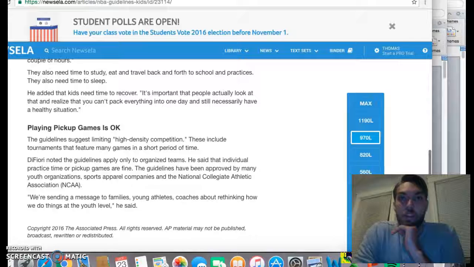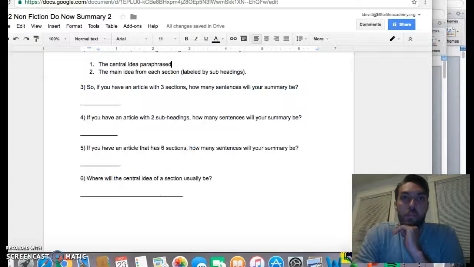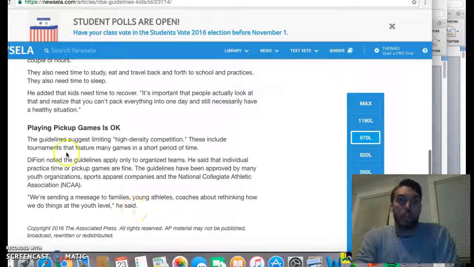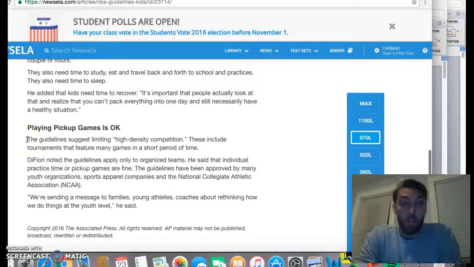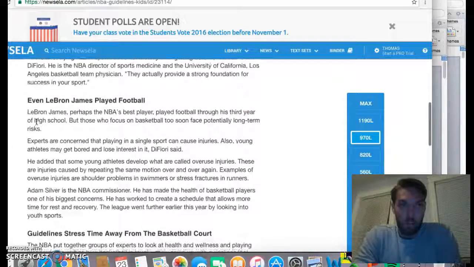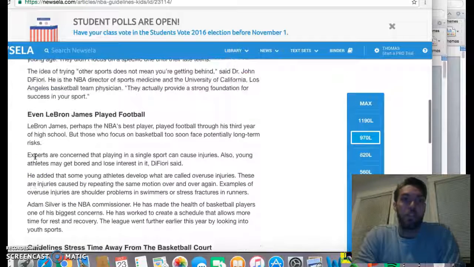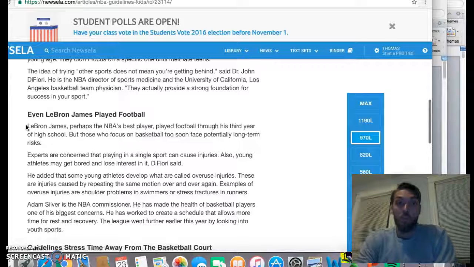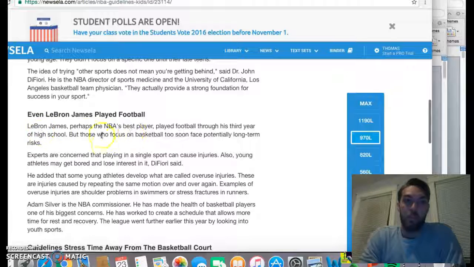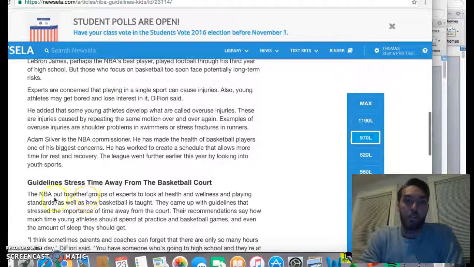Okay, so the answer to that last question, where will the central idea of a section usually be? The answer to this is oftentimes, not always, but oftentimes, maybe half the time, it's going to be the first sentence of the section. They call this the topic sentence. Don't use this always, but if you're trying to think, man, I'm not quite sure, that's a good place to start, is looking at the first sentence of these different sections.